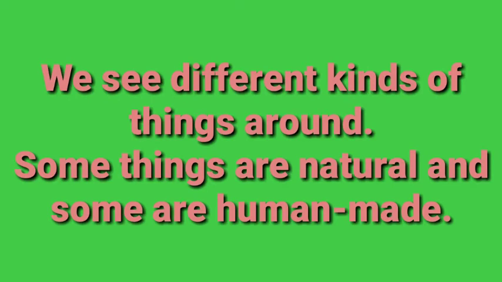We see different kinds of things around. Some things are natural and some are human-made. These things we have to see in this lesson, which are the natural things and which are the human-made things. How we can differentiate those things, how we can identify those things, which are the criteria, we will see now in this lesson. So, first we'll start from the natural things.